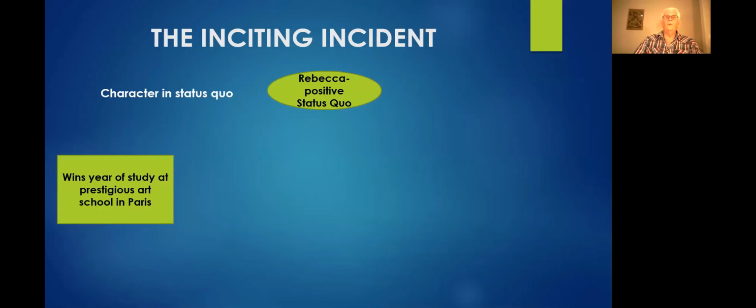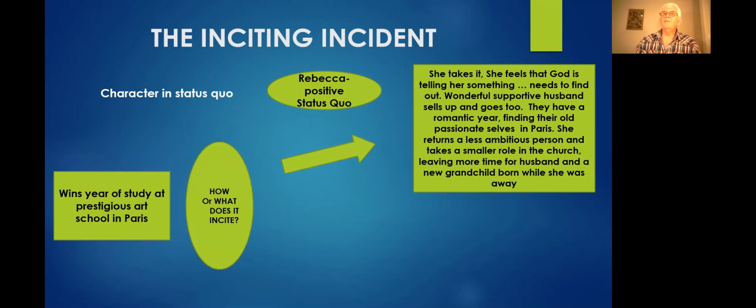Now, have you given some thought to how Rebecca might respond to winning a year of study at a prestigious art school in Paris? I have come up with three ideas. See if they match yours. She takes it. She feels that God is telling her something. She needs to find out what it is. So she goes on a quest to find what it is God wants from her. Now, I followed this one through much further than I should have. I've almost got the plot written. A wonderful supportive husband sells up and goes too.